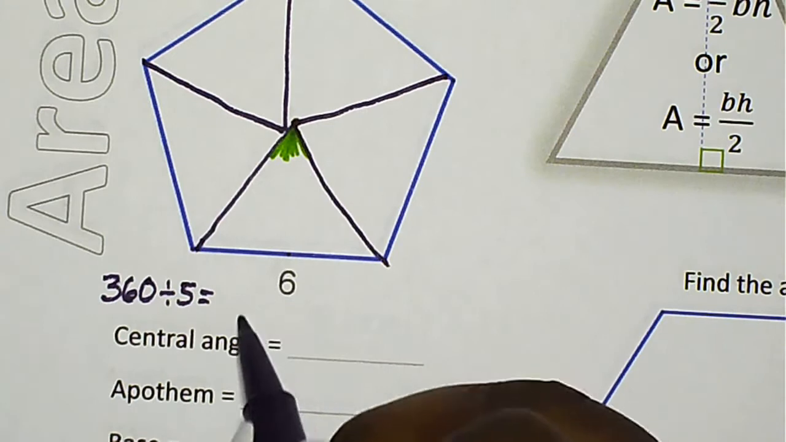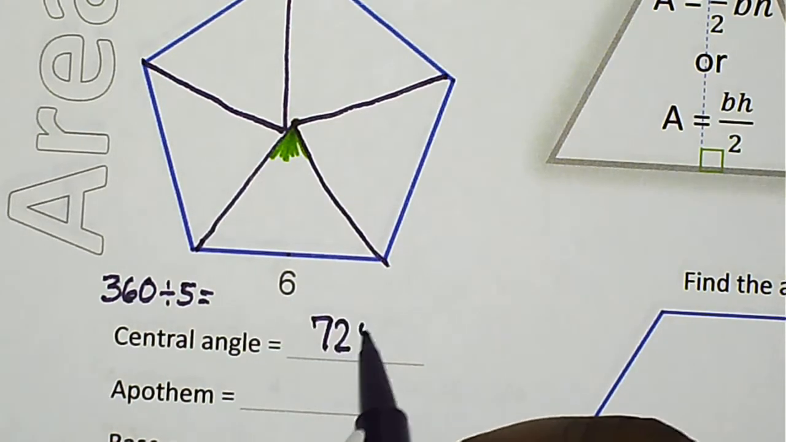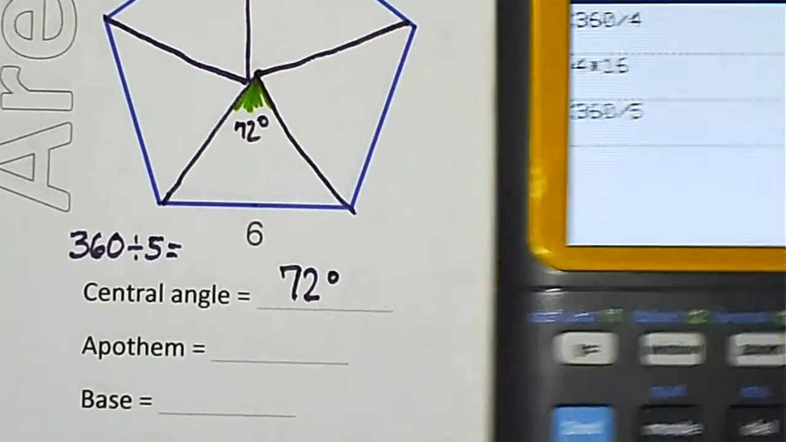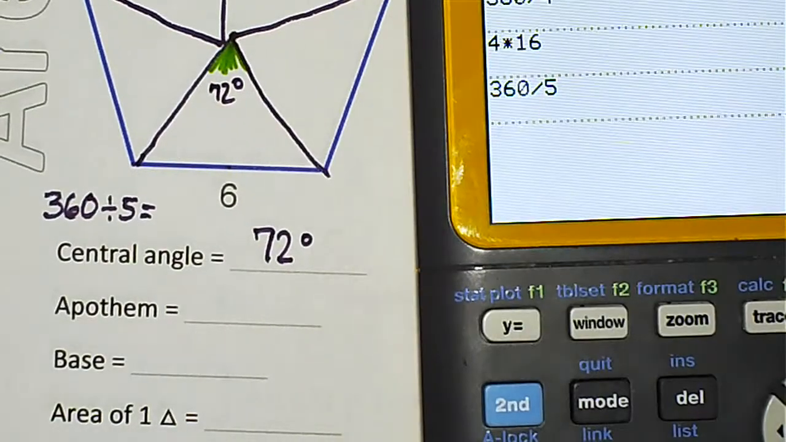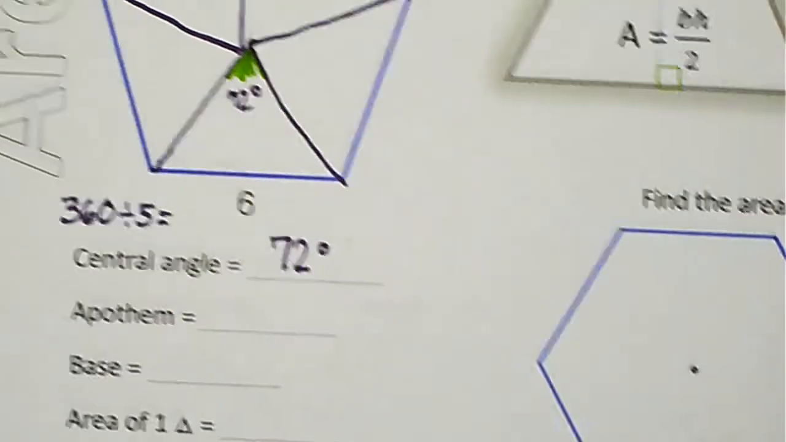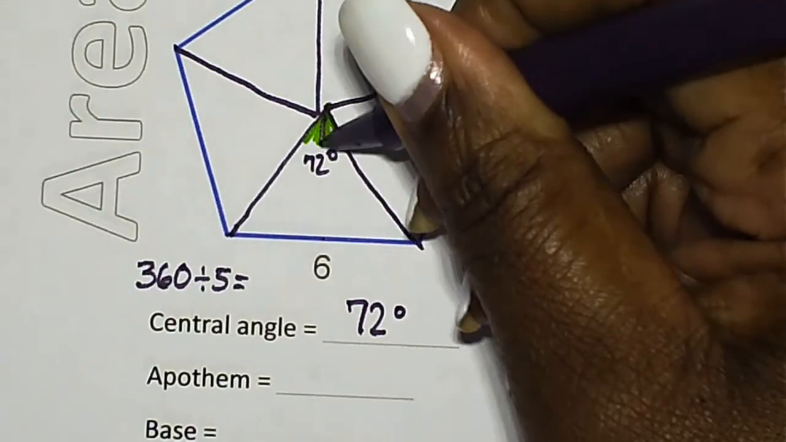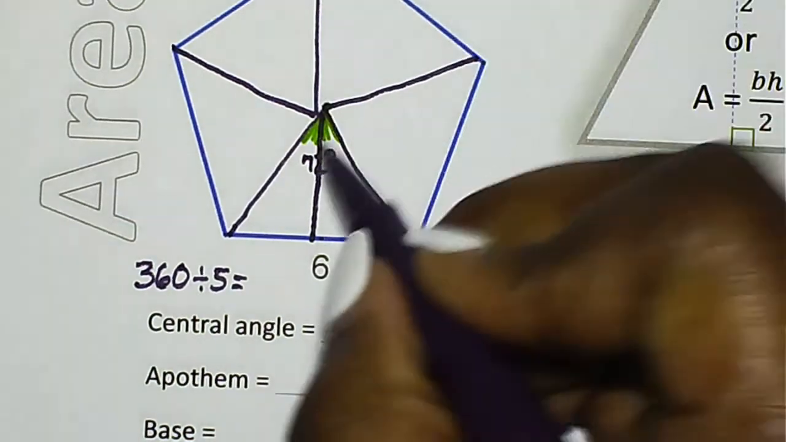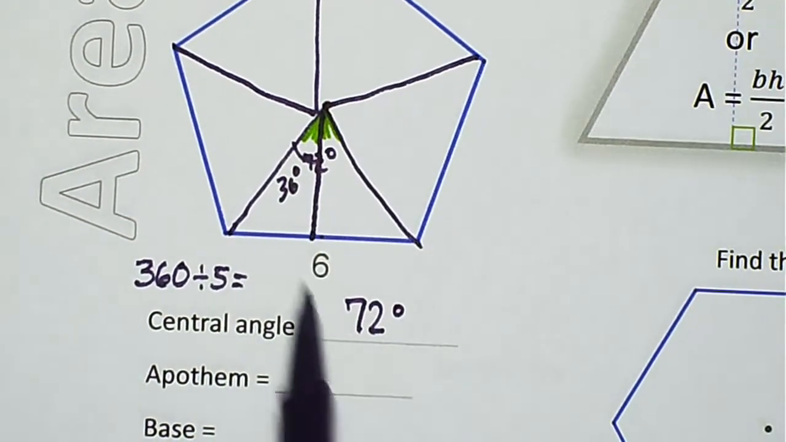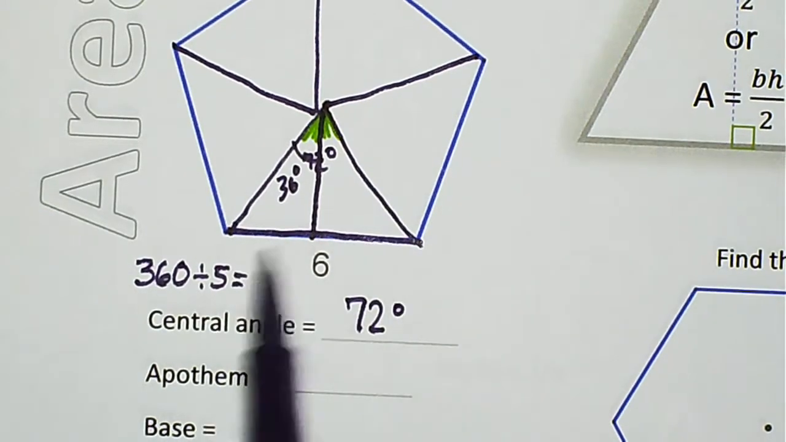72. Center angle is 72 degrees. Okay. So we're going to divide that 72 by 2. We get 36. So when we divide in half, this is a 36-degree angle. And this whole side is 6, so this is going to be 3.